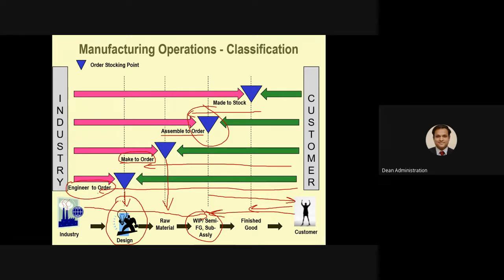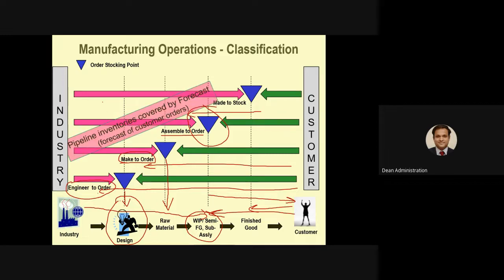So all of these different concepts point to a lot of engineering and design work. Okay? So that will typically come under the category of engineer to order. Okay. So these are the four different types which are very, very important, very, very crucial. And you should be able to understand what type of product belongs to what category.